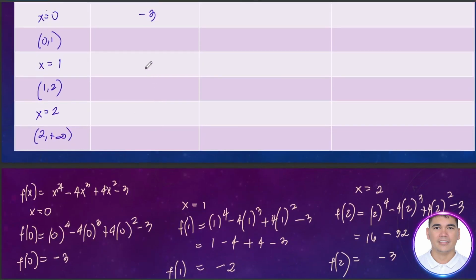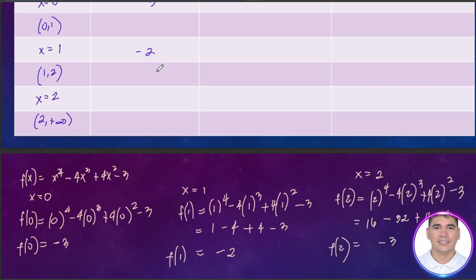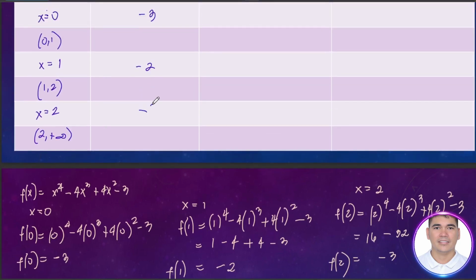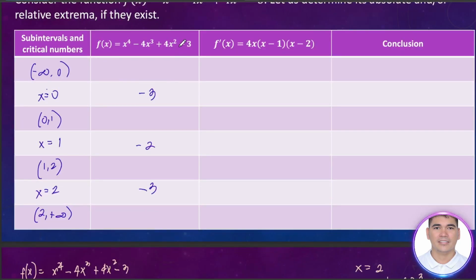Okay, so x equals 0, we have negative 3. X equals 1, we have negative 2. X equals 2, we have negative 3. So that's all about this column. Now for the next, according to the step, it can be 0 or undefined. We have the constant here, so we have 0.